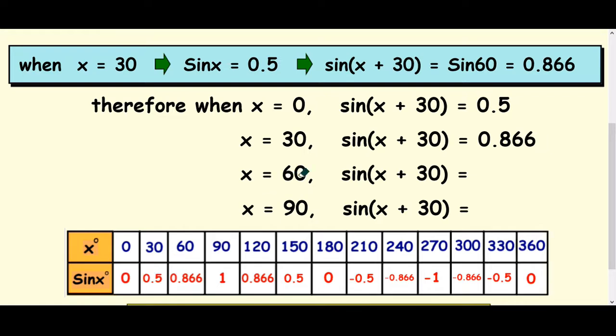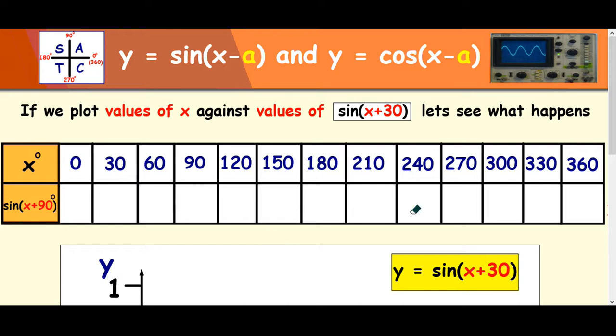If we're looking at 60, then the sine of 60 plus 30 is really the sine of 90, which is 1. So that number is coming into there. And when x is 90, that would be 120, so that number's going to there. So if you think about what's happening, actually all the numbers are shifting to the left-hand side. They're going that way by 30, if you like.